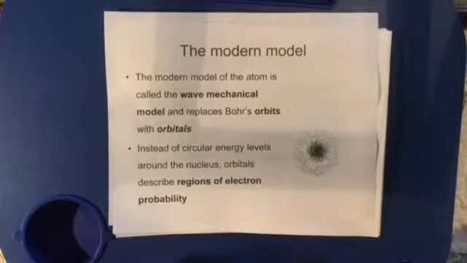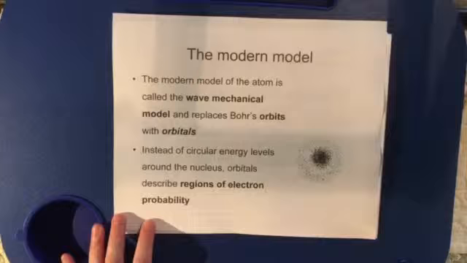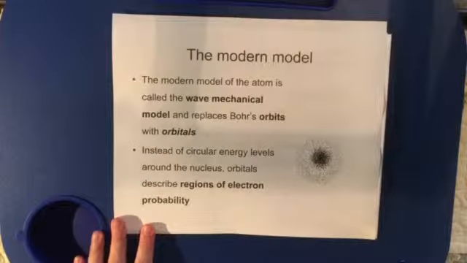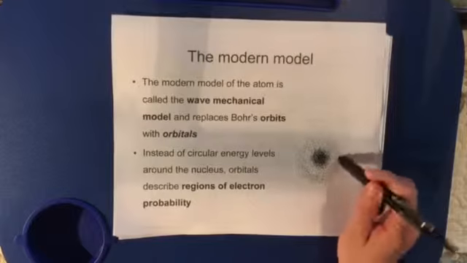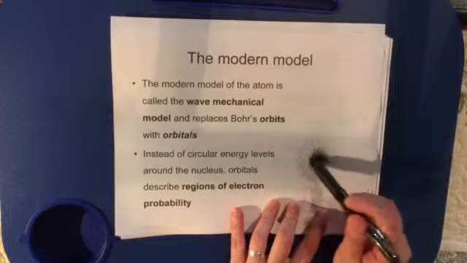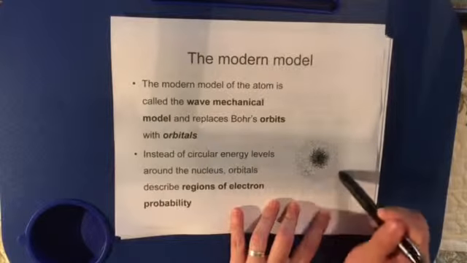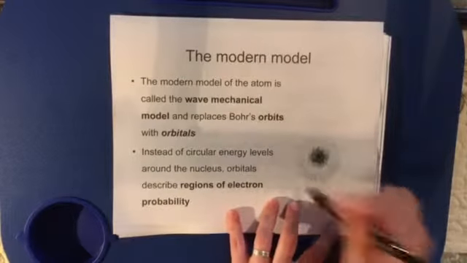The modern model of the atom is the one that we still use today. And it's called the wave mechanical model, which replaces the Bohr model's orbits with what we call orbitals. So instead of circular energy levels from the Bohr atom, orbitals describe regions of electron probability. These are regions where the electron probably is, but we're not quite sure. The darker, denser regions are probably where the electron is. It's less likely around here. It's very unlikely anywhere that doesn't have any of this density.